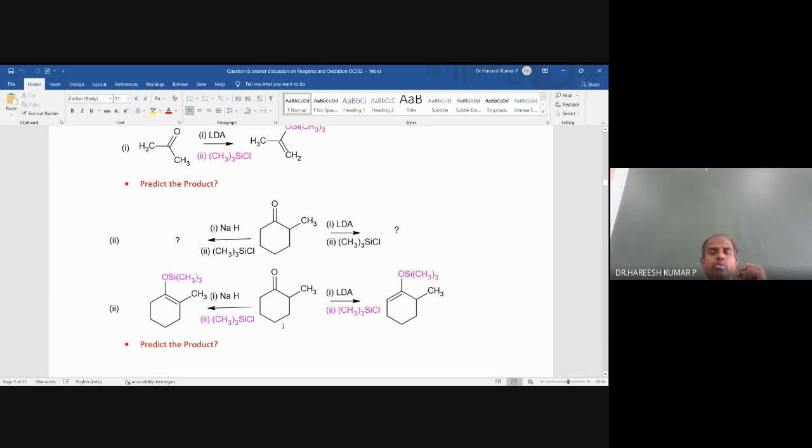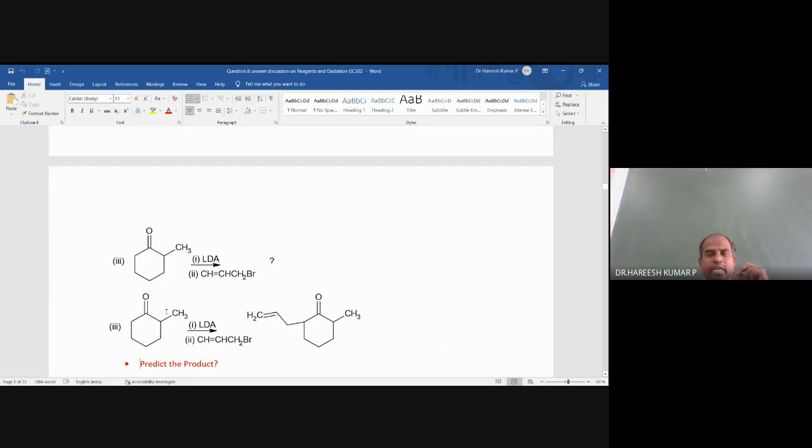intermediate. So what you need to remember: LDA always gives you a kinetically favored product. Other than LDA, it will give you thermodynamically favored intermediates. That's what you need to remember. So with this, I will go to the next slide.